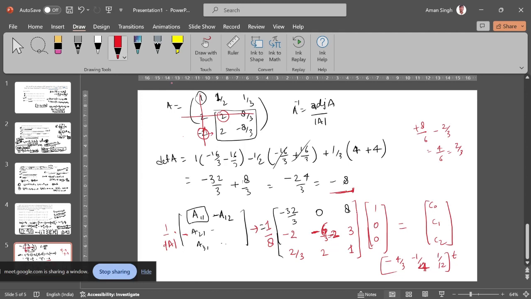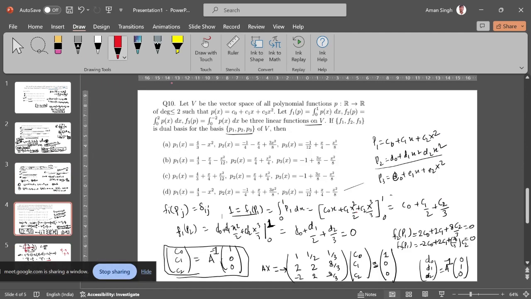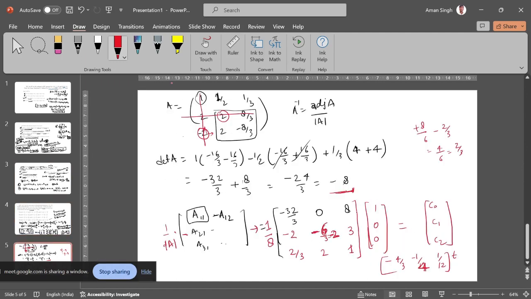Okay, let's see about the third column, which means P3. Yes, you are correct, it will become 1. Oh, sorry, sorry. The determinant is minus 8. Okay, so now it will become plus 4 by 3.